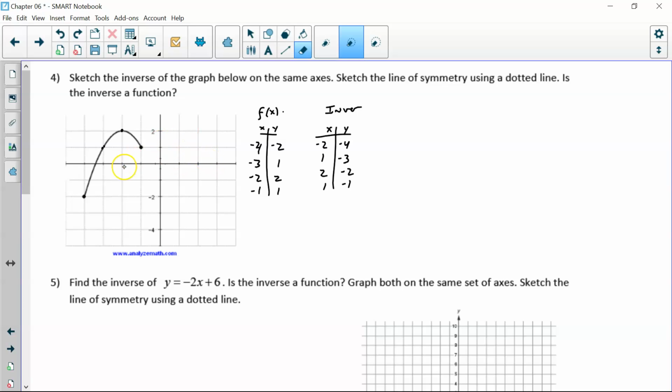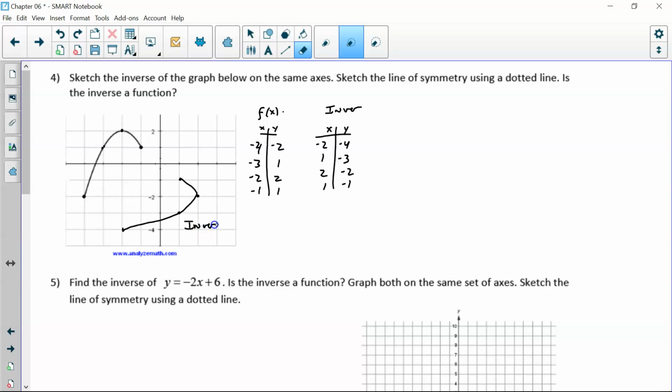We're at -2, -4, 1, -3, 2, -2, 1, -1. So our points look like that. So there's the graph of the inverse.